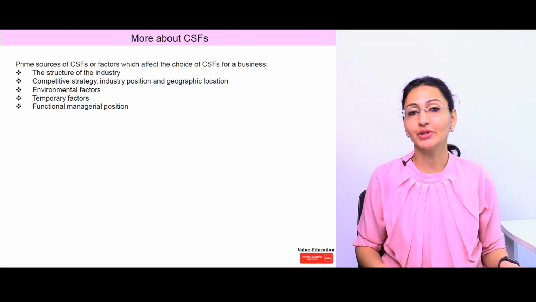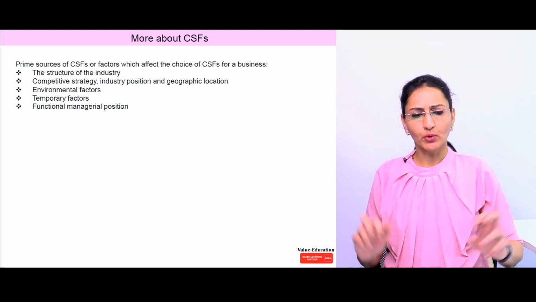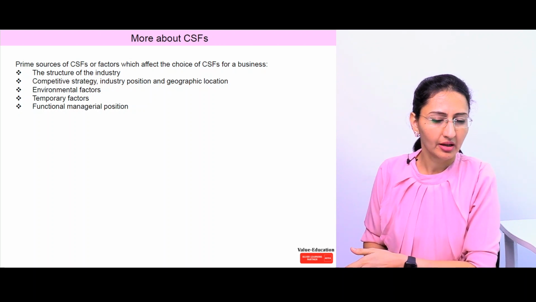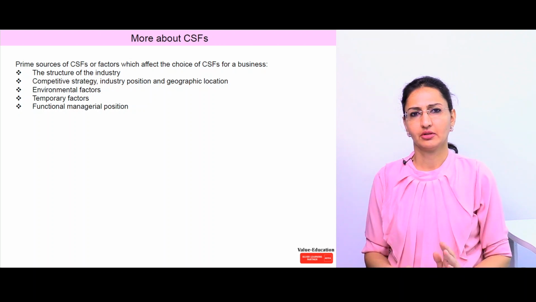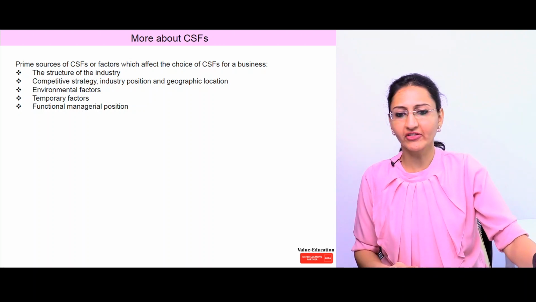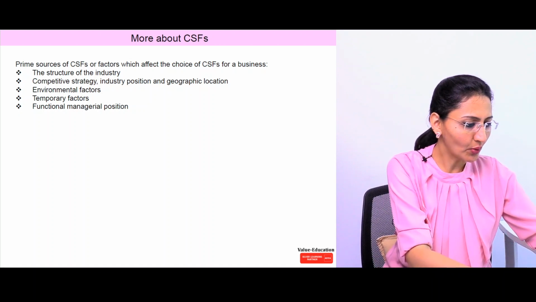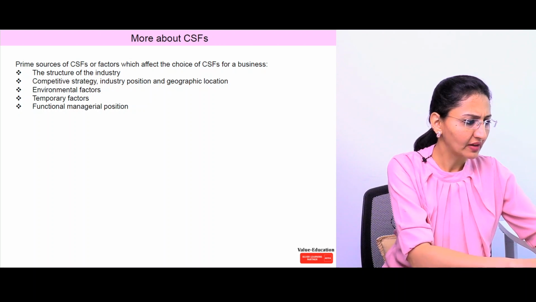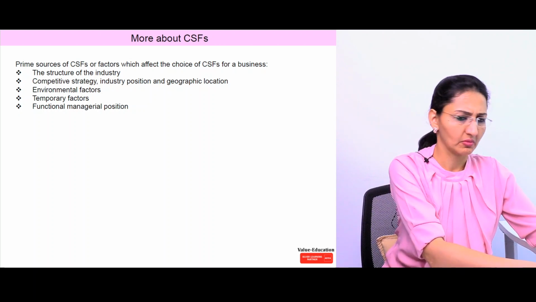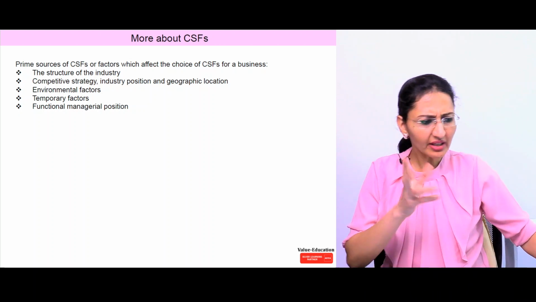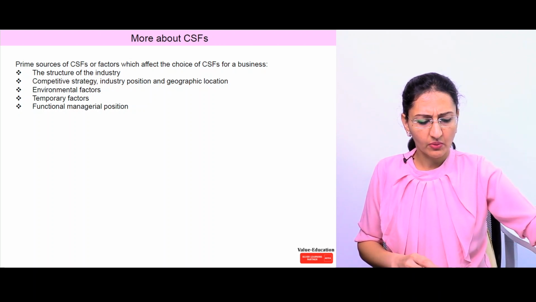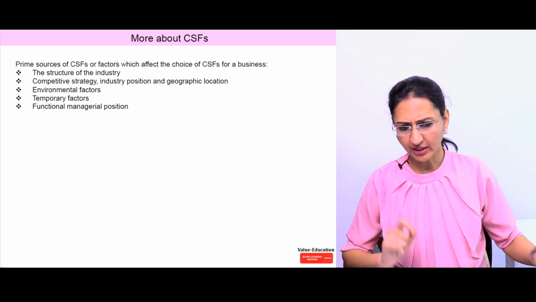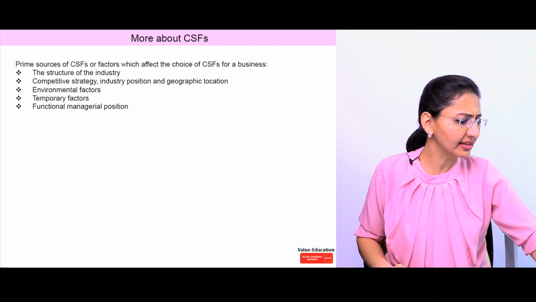Now let's go into more details of critical success factors. What is this all about? There is a topic in the book, prime sources of critical success factors. I have created a simple version of it: factors which affect the choice of critical success factors for a business. When we say critical success factors, there are certain factors which really affect what becomes a critical success factor for a business. Let me just take an example, the structure of the industry. Let's say the structure of the industry.